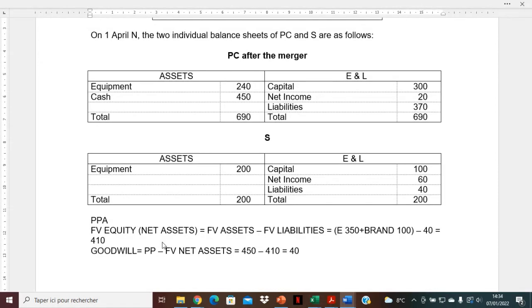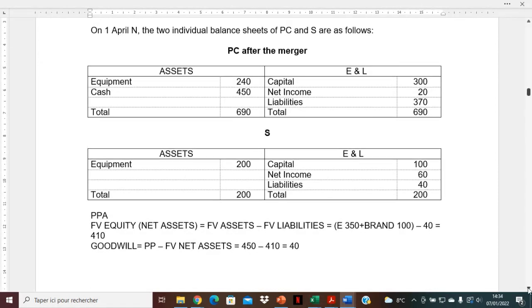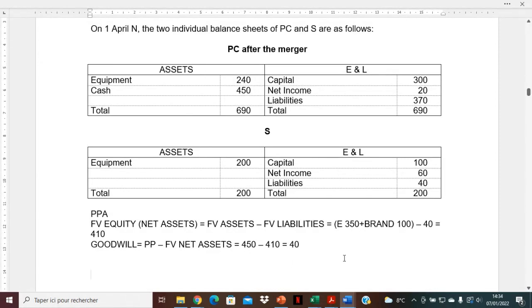Or we do a separate possibility, leading to the same result. We compare the purchase price with the book value of the company. The purchase price is 450. The book value of equity is 160, the same as before. So I have 160, and that means I have a difference of 290. Sorry, 90.